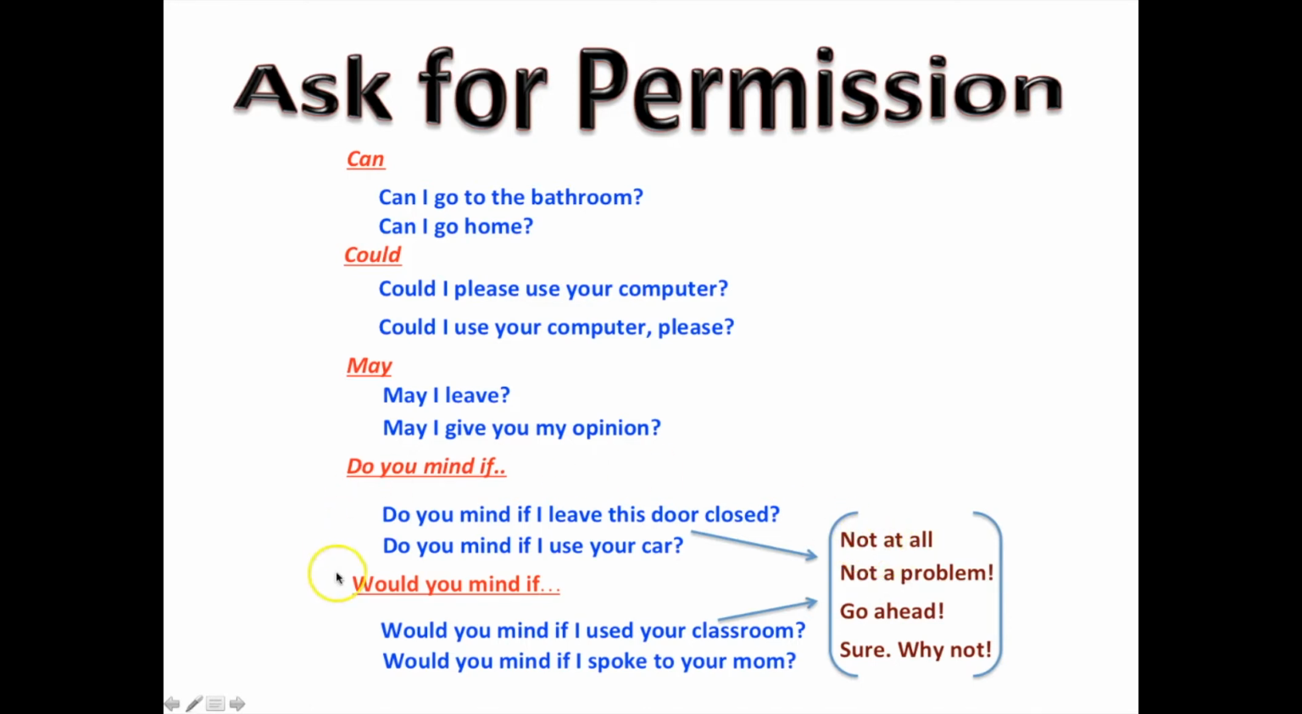Okay, so a tip for you. This is the way you answer a question like this with the verb mind, when someone is asking for permission. Not at all, not a problem, go ahead, sure, why not?